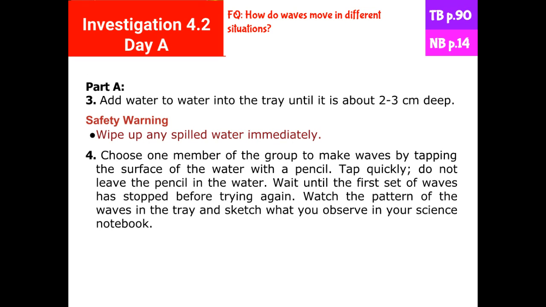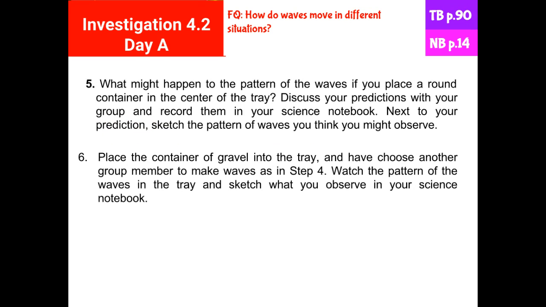All right, so you're going to be getting a tray. You're going to fill that water about 2 to 3 centimeters deep. And then you're going to make waves by tapping the top of that surface with a pencil. You're going to want to tap quickly. Do not leave the pencil in the water. And then you're going to wait for the first waves to have stopped before you do it again. So you make one quick tap, create some waves, and then you're going to watch those waves move.